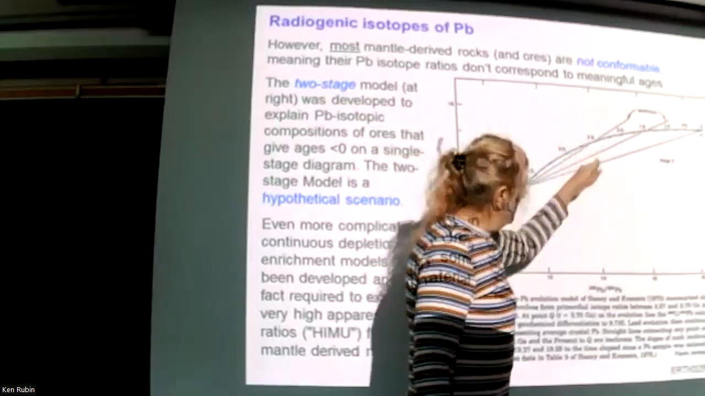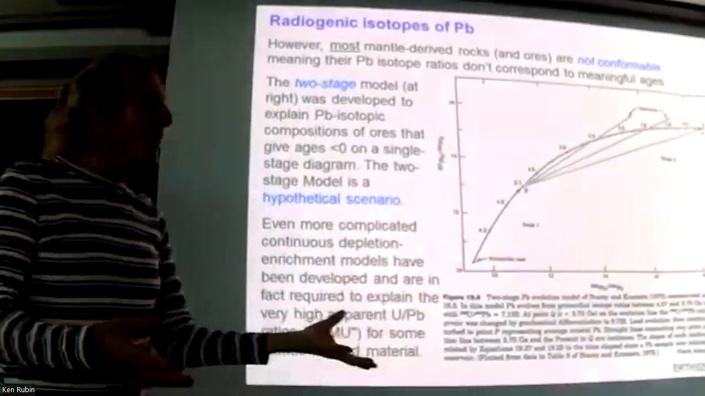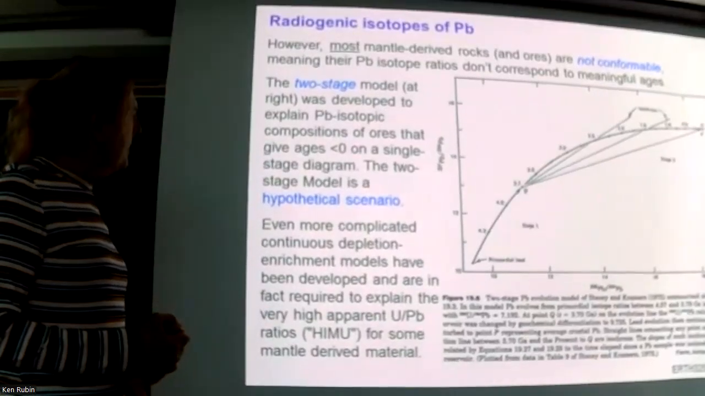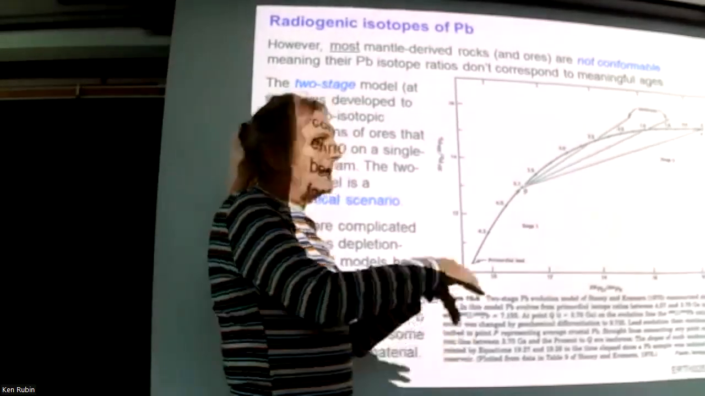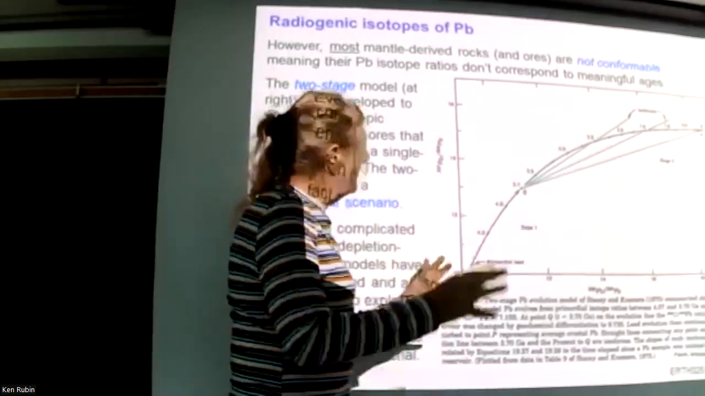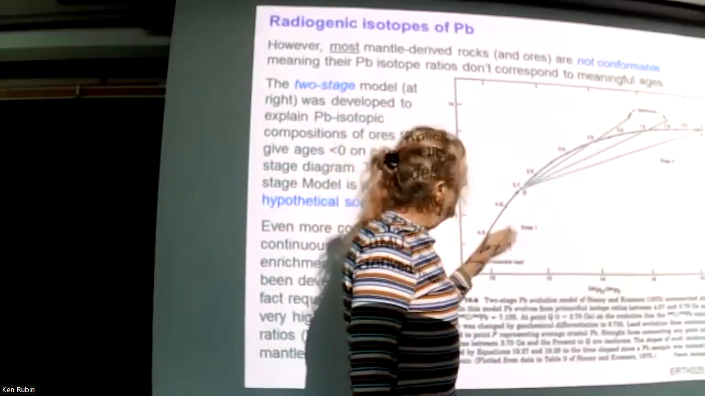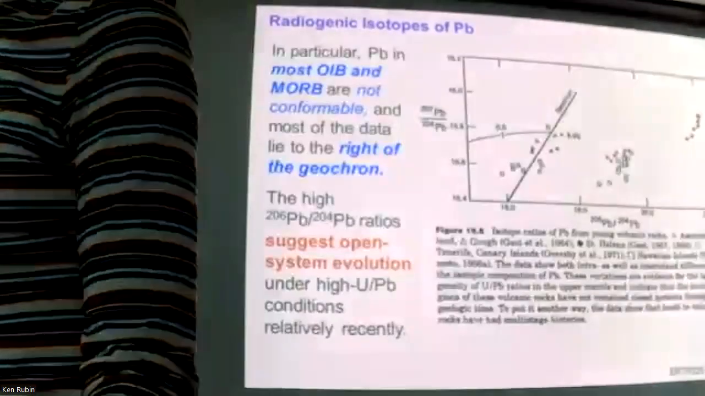This extends compositions into much higher 206, 208, because we separate out another reservoir and allow it to start evolving at a later period of time. It's a hypothetical scenario. In fact, what's probably happening is it's a continuous thing. We're getting a family of compositions. It's still happening today, which helps explain compositions that are so-called non-conformable.